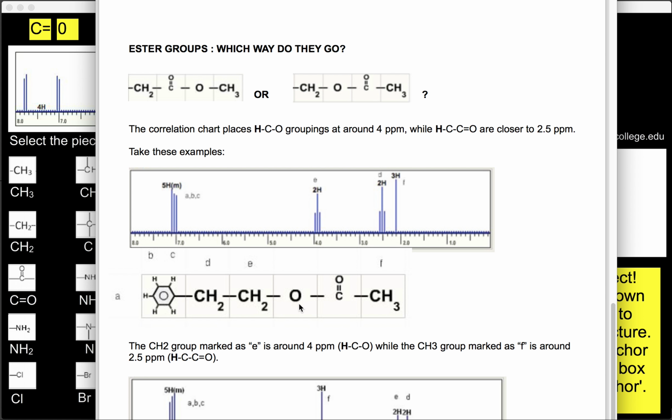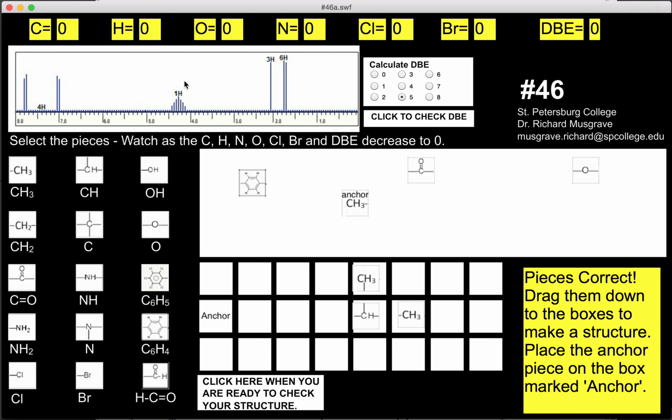So bottom line, whatever's connected to the O will be at about 4 ppm. You'll notice that the CH peak is at about 4 ppm, so that would indicate that it is next to an oxygen atom like this. So once we put the anchor in, all that we need to decide then is where the rest of this goes, whether we have this here or whether it's switched around and we have the C double bond O over here.